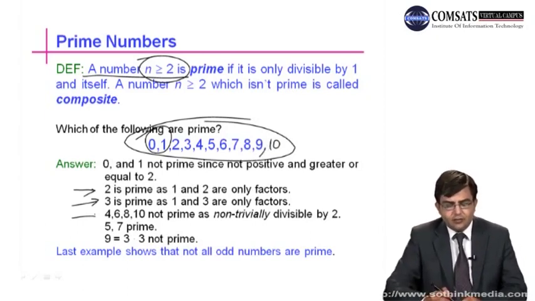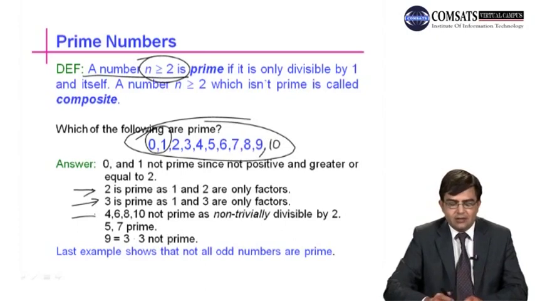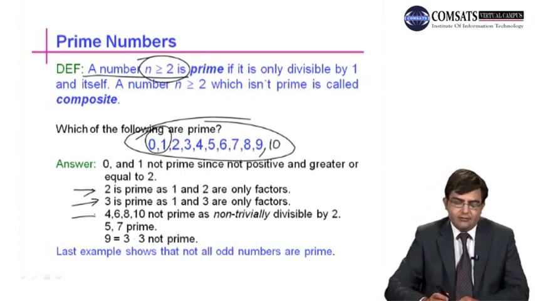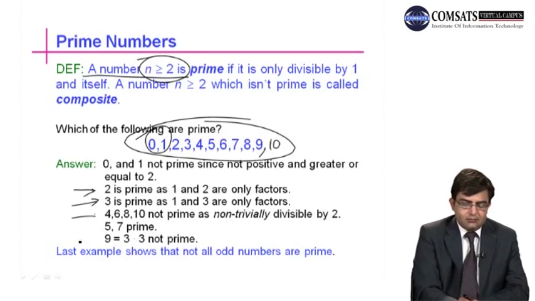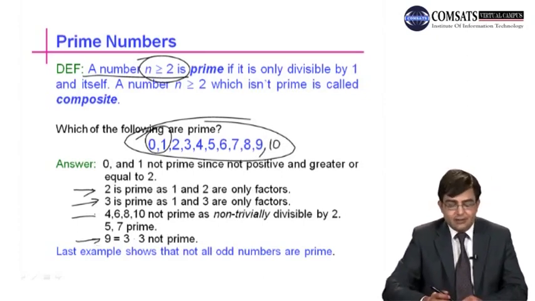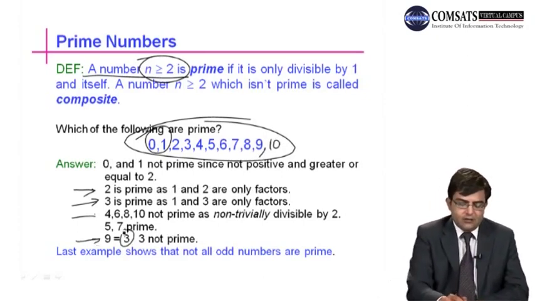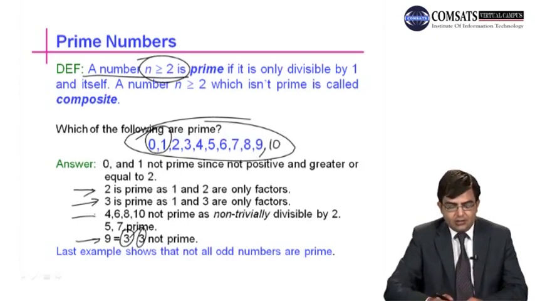Then 4, 6 and 10 are not prime because 4 is divisible by 2 also, 6 is divisible by 2 and 3, 8 is divisible by 4 and 2, and 10 is divisible by 5 and 2, because these numbers are not divisible only by 1 and themselves. So 9 again can be written as 3 into 3, none of which is 1, so this is not a prime.